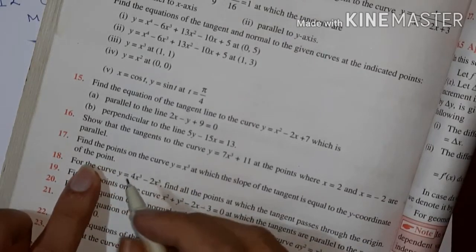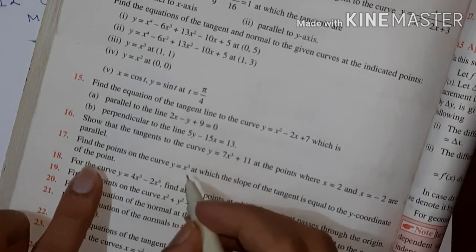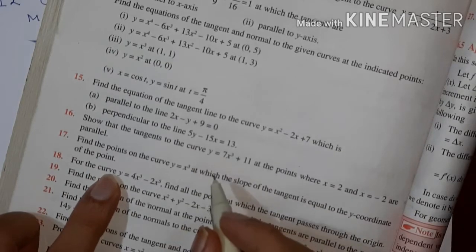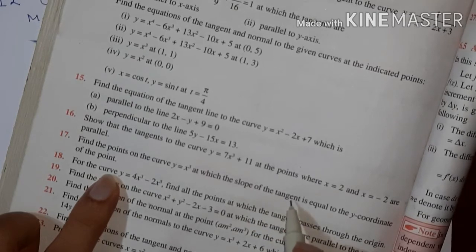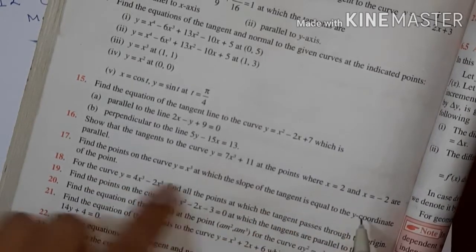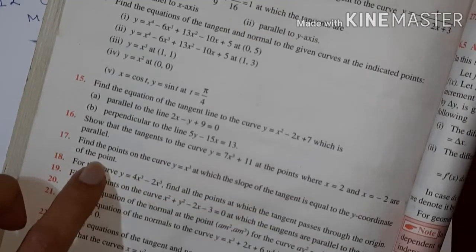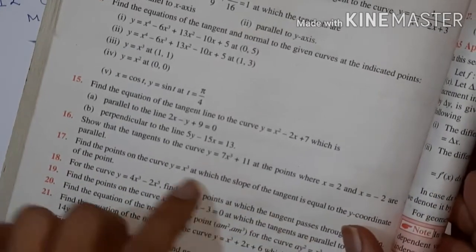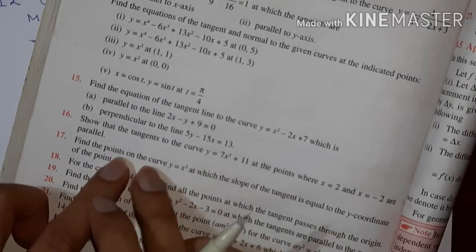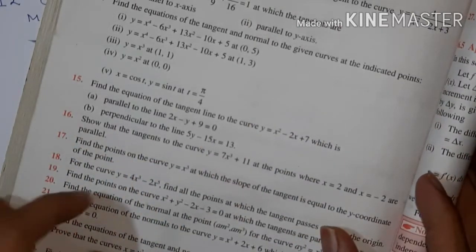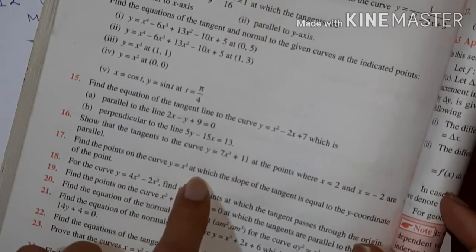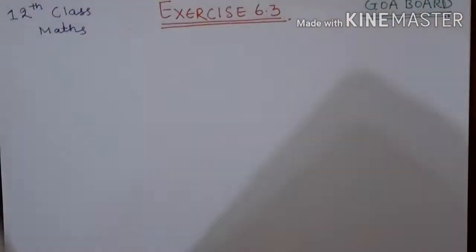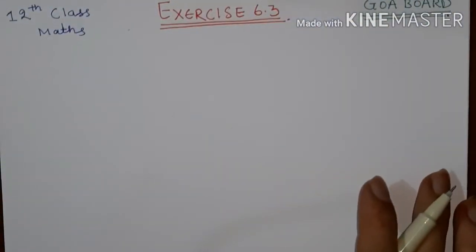So what you have is a curve here, y equal to x cube. We have to find the points on this curve at which the slope of the tangent is equal to the y coordinate of the point. So the method is the same as we used when finding tangents in the previous problems. We have already done this type of problem, so let us use the same method and solve.